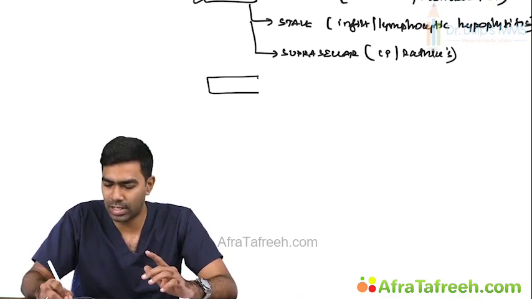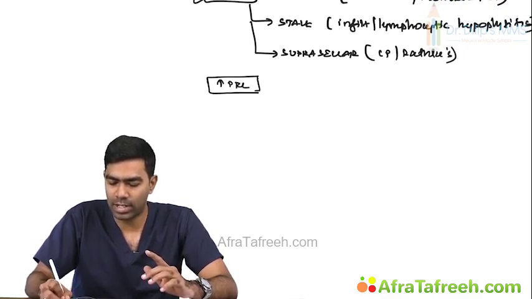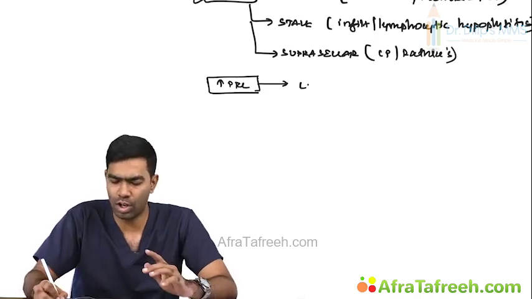And the next one is increased prolactin. Increased prolactin can happen due to a variety of causes, lots of causes.